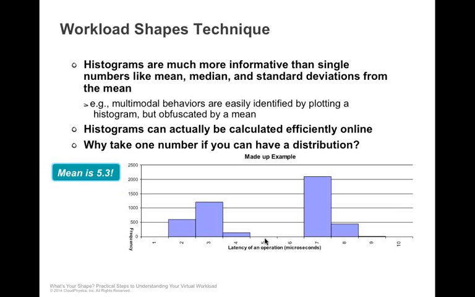And just more generally, why would you take one number if you could actually have the distribution and see what's going on in more detail, which often is the set of clues you need to go and actually optimize or solve or troubleshoot your problem.